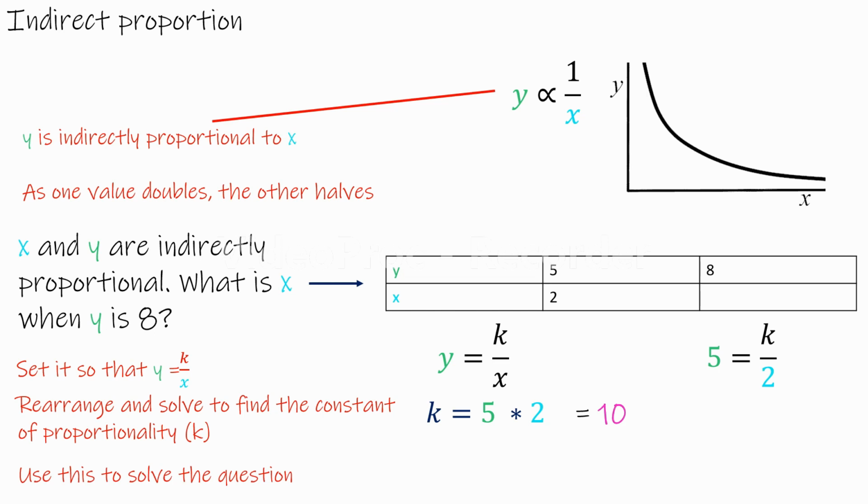Now, we know that y equals k over x. Therefore, using our value of y as 8, and our value of k as 10, we can now find x. By saying that y equals 10 over x, we can then simply rearrange this equation to get x equals 10 over 8, as y is 8. And this is really simple and just comes to 1.25.